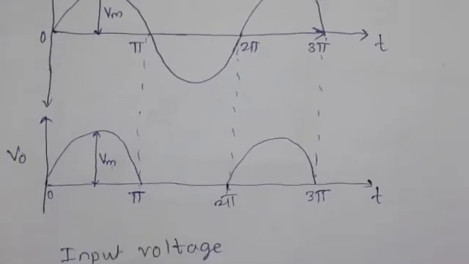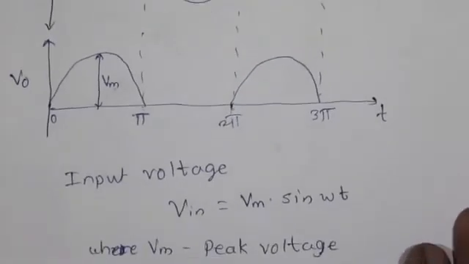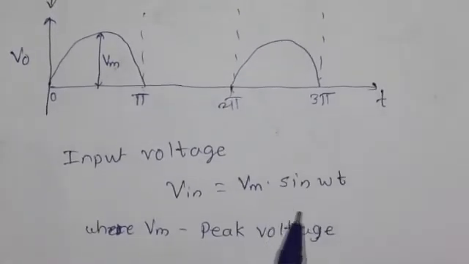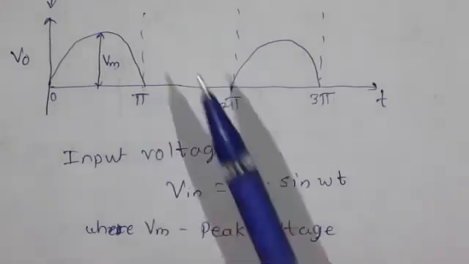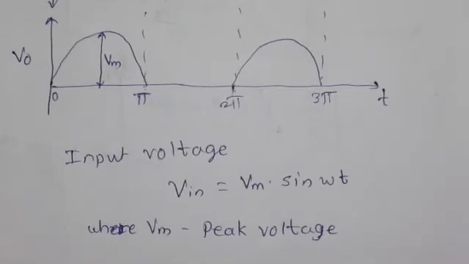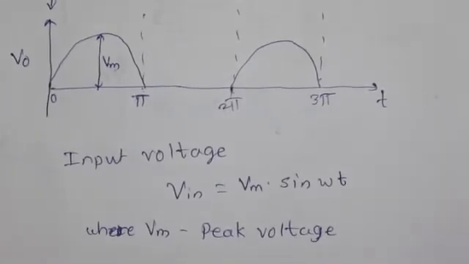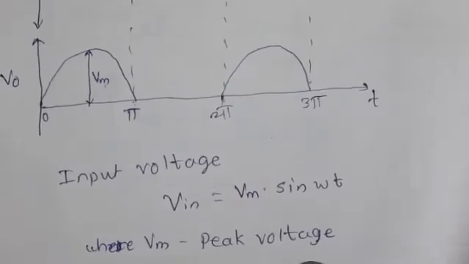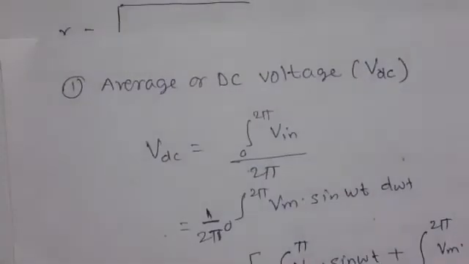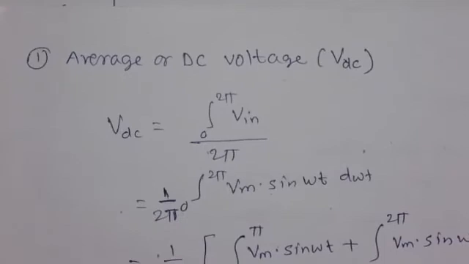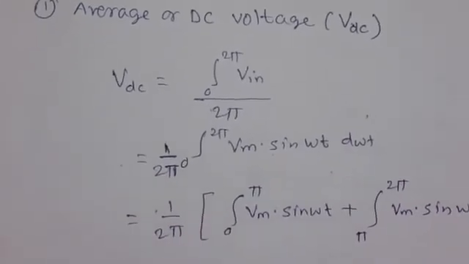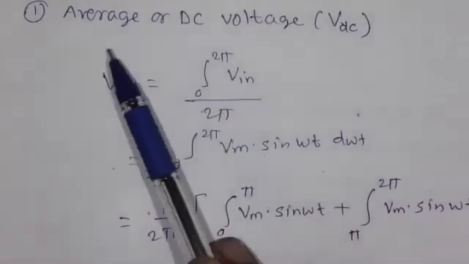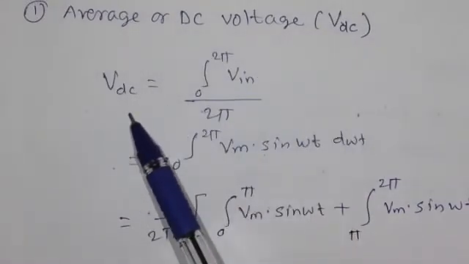Now this input voltage is represented as Vin equal to Vm sin omega t, where Vm is nothing but the peak voltage, and this sinusoidal waveform obeys the sine wave law. Now we have to derive some output equations for this half wave rectifier. The first thing that we have to see is the average or DC voltage. What is that average or DC voltage? It is nothing but VDC.